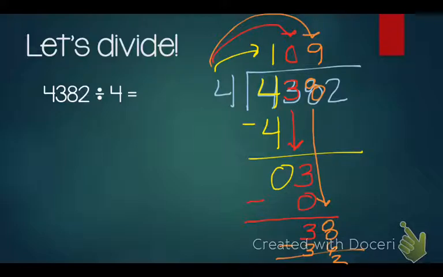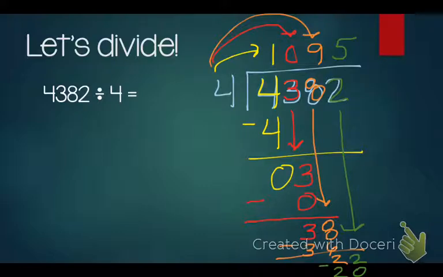And I have one more number to take care of here, and that's 2. So I'm going to bring that one all the way down. 22 divided by 4 is 5. But 5 times 4 is just 20, which means that I'm left with 2.